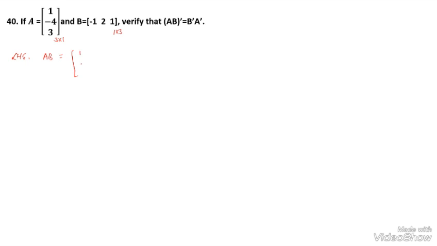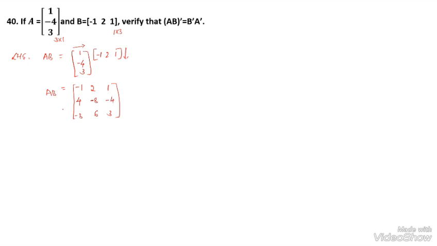What is the A matrix? The elements 1, minus 4 and 3. Here the B matrix contains the elements minus 1, 2, 1. Have to take the multiplication row by column. 1 into minus 1 is minus 1, 1 into 2 is 2, 1 into 1 is 1. Minus 4 into minus 1 becomes 4, minus 4 into 2 is minus 8, minus 4 into 1 is minus 4. 3 into minus 1 is minus 3, 3 twos are 6, 3 ones are 3. This is the AB matrix.